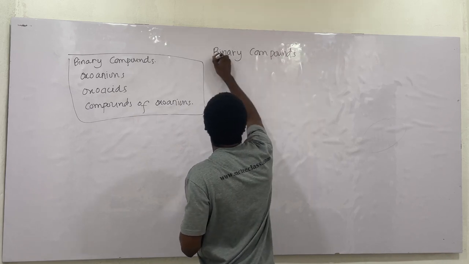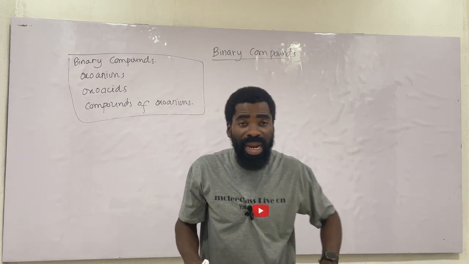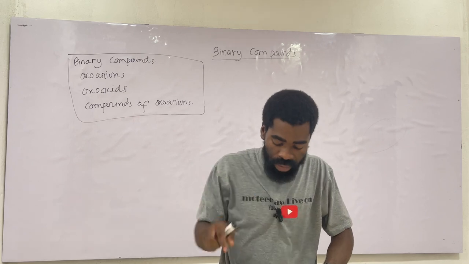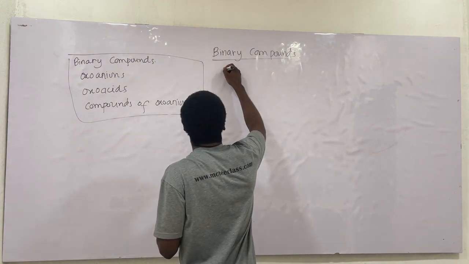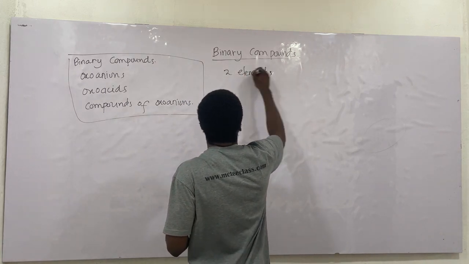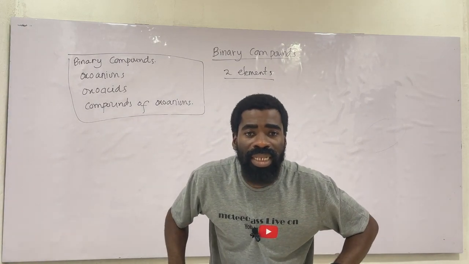Let's start with binary compounds. Now, how do I know if a compound is binary? One, the compound binary means that it contains how many? Two elements. So a binary compound has 2 elements. That's one thing you should take note of. They have 2 elements and they don't have any charge. Their overall charge is 0.